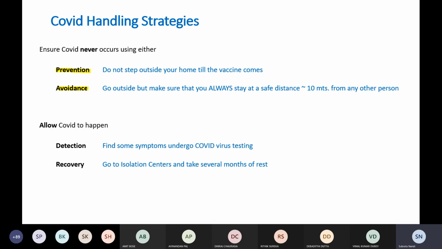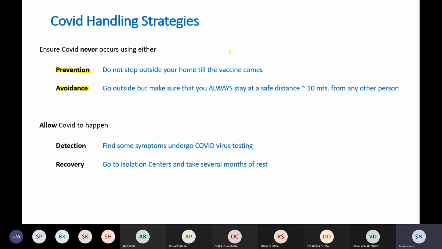Now what does avoidance mean? This is something that many of us try to follow, but I don't know what it ends up with. They go outside and make sure that they wear masks, and they always stay at a safe distance. How that distance is defined geometrically, we really don't know. 10 meters or 5 meters from any other person, and everywhere you feel a crowd. If you really want to satisfy that geometrically, you have to stand still, or maybe fly away from some place because others are approaching you. So this also is tricky to avoid once you are outside.